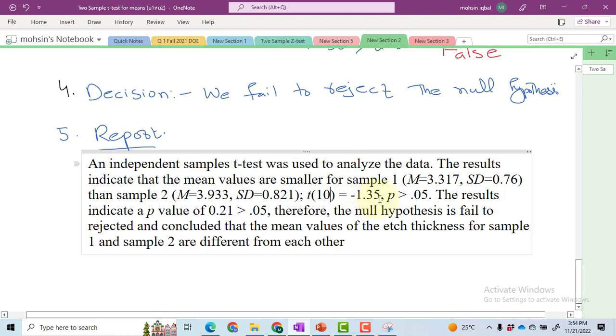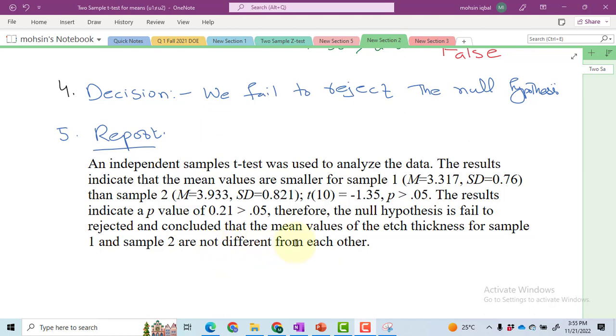This is the test statistic, comma, p value. Again the p should be in italics, and I got the p value greater than 0.05. I got this value when I solved this question in the software, either Minitab or Excel or SPSS. The results indicate that the p value of 0.21 is greater than 0.05. Therefore the null hypothesis is failed to be rejected, and we conclude that the mean values of thickness for sample 1 and sample 2 are not different from each other.